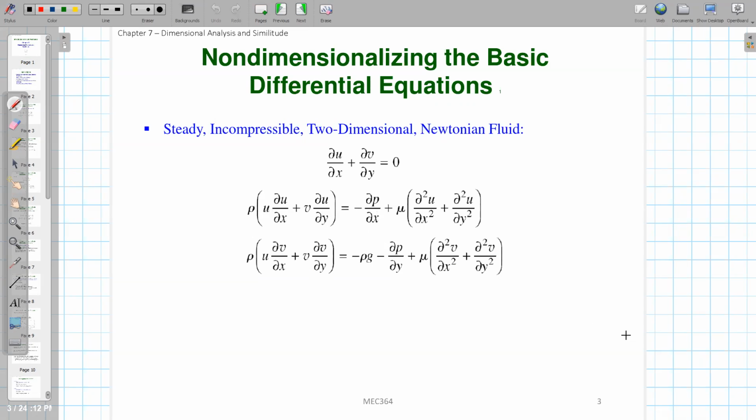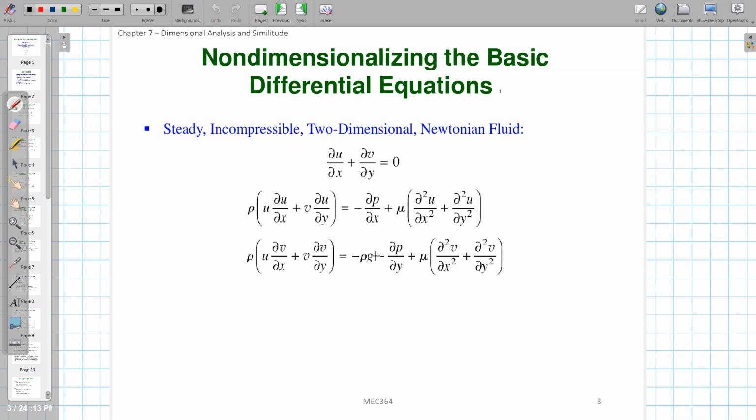The first thing we want to do: these kinds of equations, we call them dimensional equations. Why? Because the dependent parameters, like u, v, p, and the independent parameters like x, y, and the constants rho and g, are all dimensional. When I say dimensional, it means that they have units. So we can do some special manipulation of this equation. What we do is try to convert this dimensional equation to non-dimensional form.